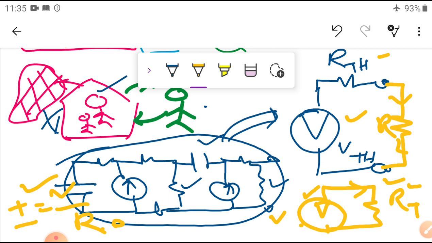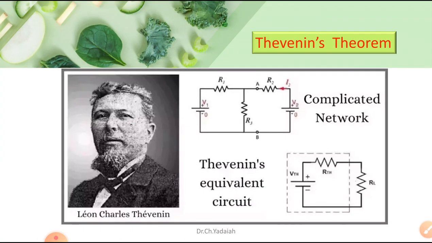Now, how are you feeling? What is Thevenin's law? So what statement did Thevenin give? Any linear network consisting of voltage sources and resistances, if viewed from any two terminals in the network, can be replaced by an equivalent voltage source V Thevenin in series with an equivalent resistance, R Thevenin. Okay, so let us see that one. Now this is clear.